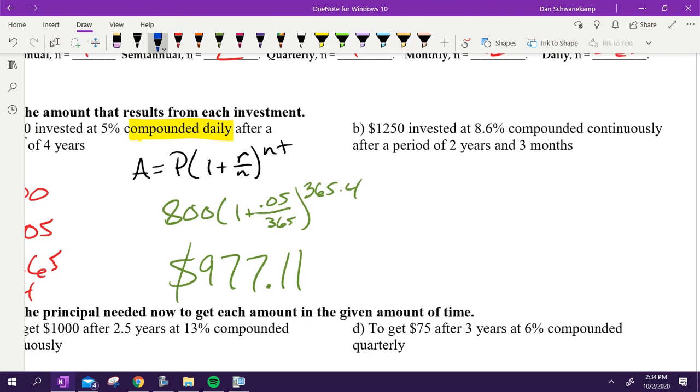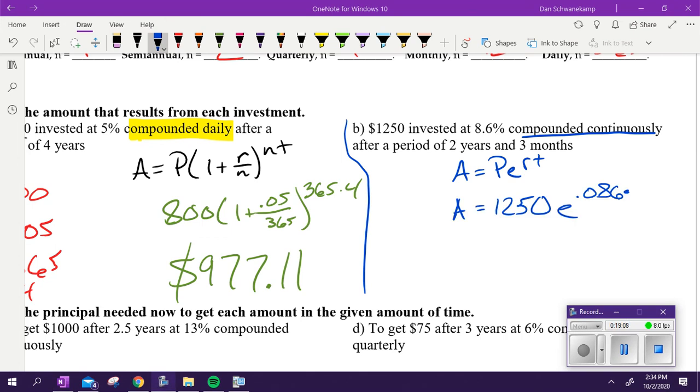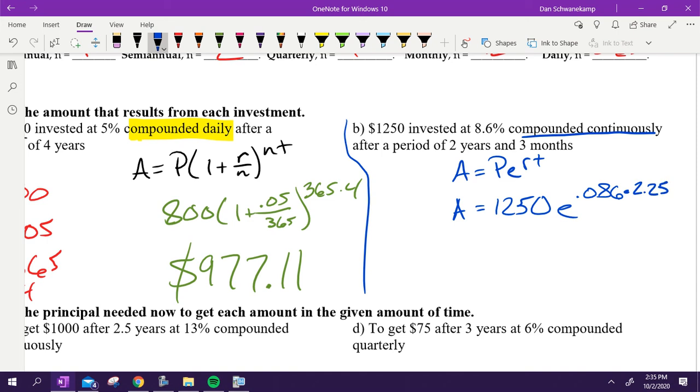Next one. As we read that second one, $1,250 invested at 8.6%, compounded continuously. So which formula are we using, first or second? Second, you are using the PERT formula. A equals P-E-R-T. Go ahead and calculate that without me. We want that time to be in terms of years. So if they say 2 years and 3 months, what's my time going to be? 2.25. Because 3 months is a quarter of a year. So 2.25.